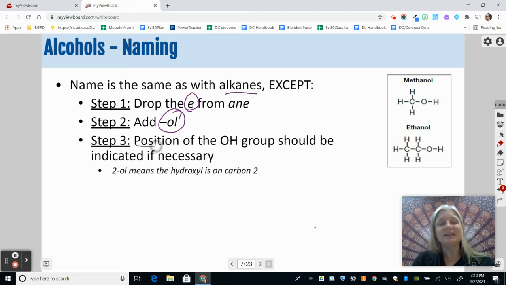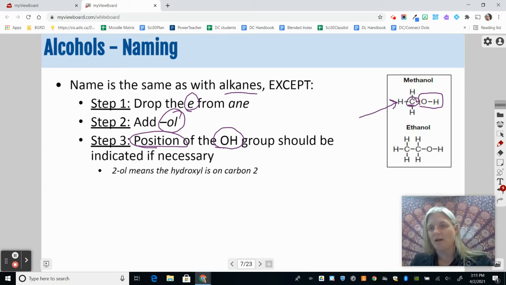And we do need to identify where the OH group, the hydroxyl group, is, if necessary. If there's no option on where it could be, then we don't need to do that. In this case, methanol, meth only has 1 carbon in it, 3 hydrogens around it, and then there's your alcohol group. It can only be on this 1 carbon, so we don't need to number it and say methan-1-ol or anything like that. We just call it methanol. Same with ethanol. If we put the hydroxyl group here, or over here, it's the same compound if we just flip it over, right?